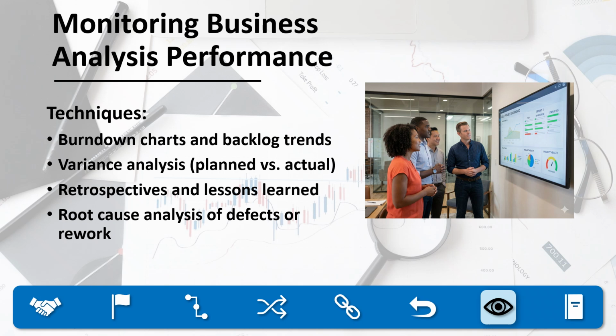In essence, monitoring business analysis performance is about accountability and learning. It ensures that the discipline of business analysis itself evolves and adapts, just as the requirements it manages do. With these practices in mind, let us now look at how the practice guide brings these ideas to life, offering tools like traceability matrices and backlog refinement to support day-to-day work.